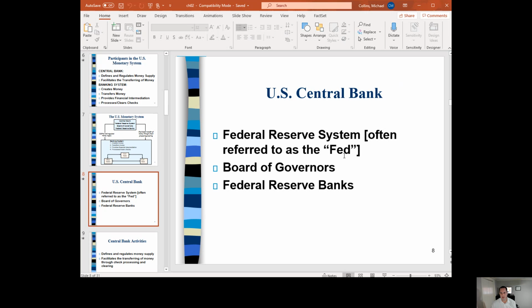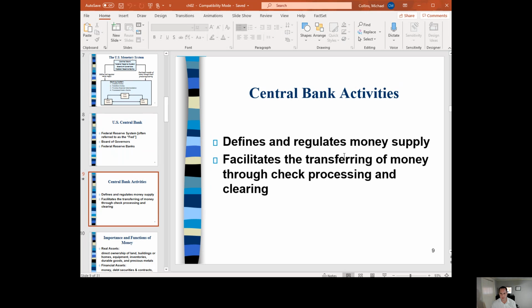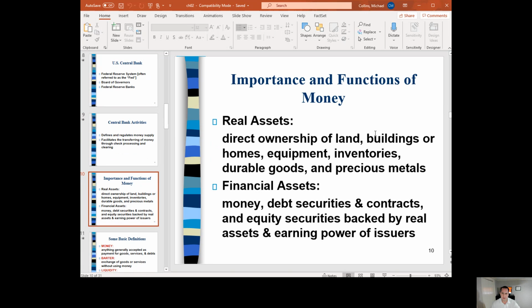Federal Reserve System has a board of governors and Federal Reserve banks that have slightly different functions throughout the country, and they effectively act as a committee. And they vote on things like raising and lowering rates, which is why appointments to the Federal Reserve are so important and usually taken so seriously. They define and regulate the money supply. They facilitate the transfer of money, again, through the check clearing process.